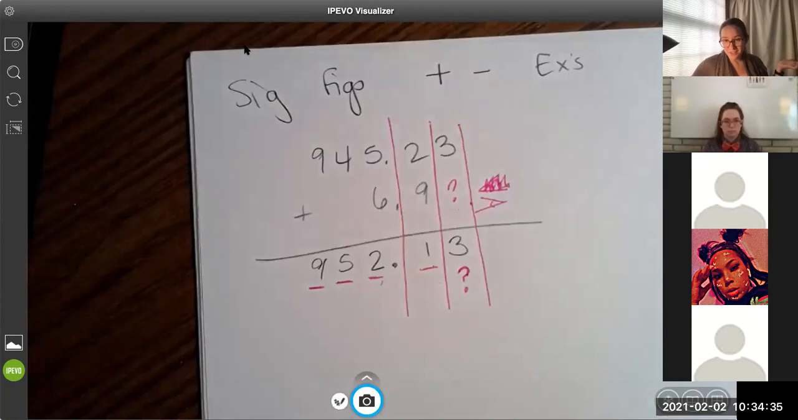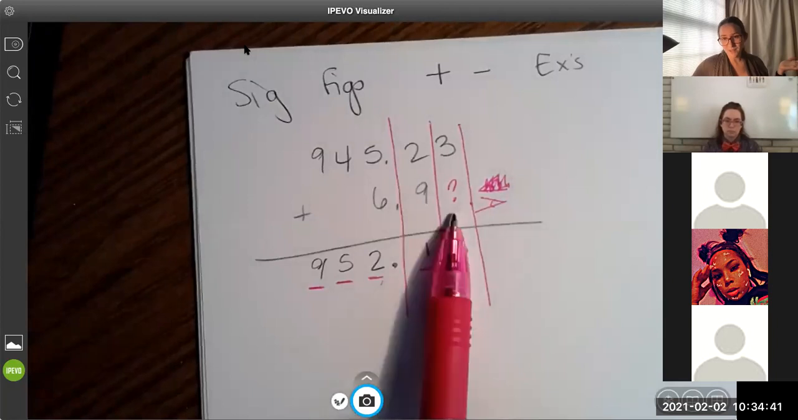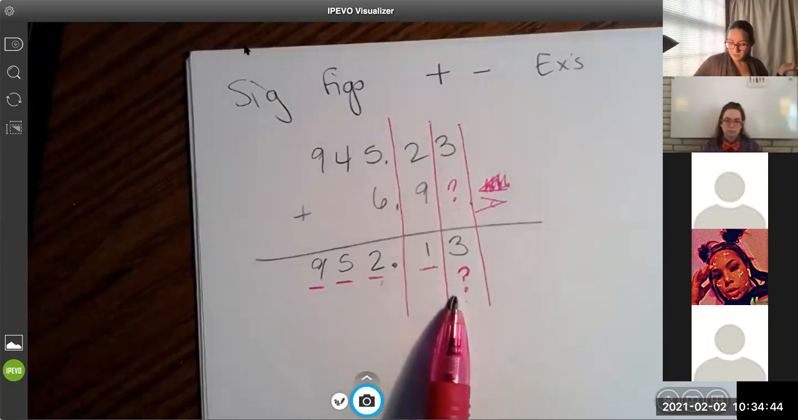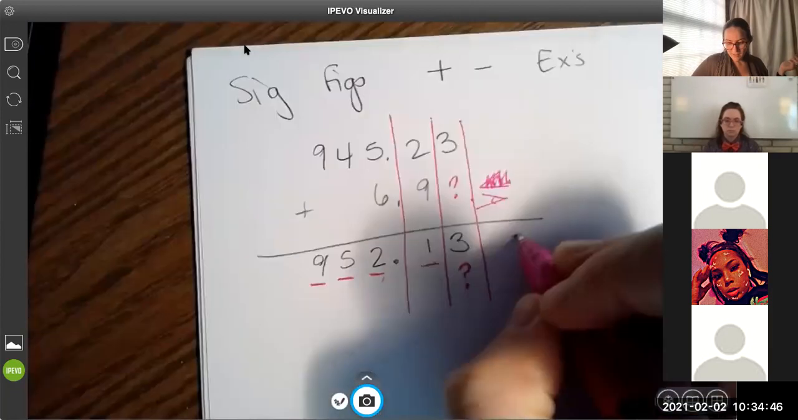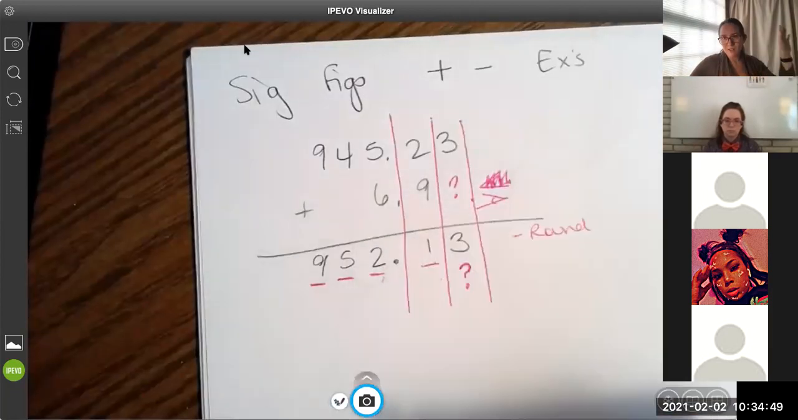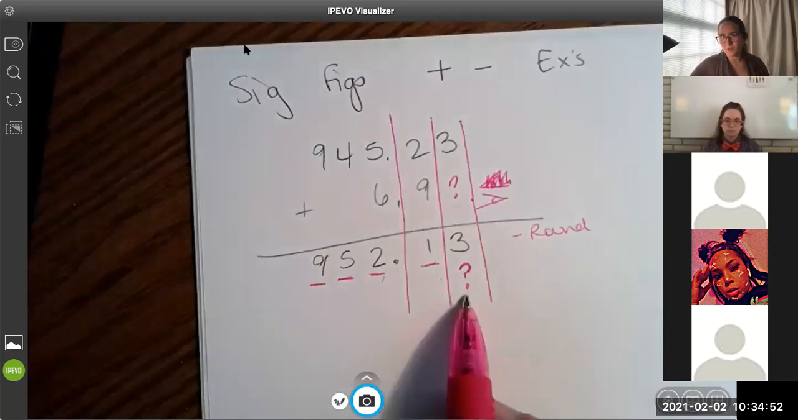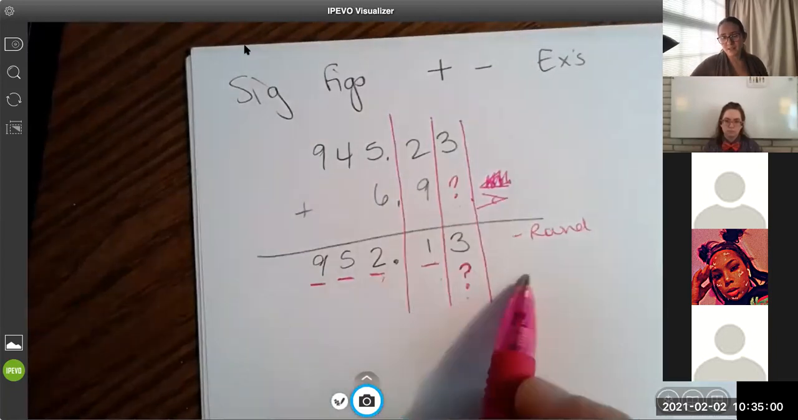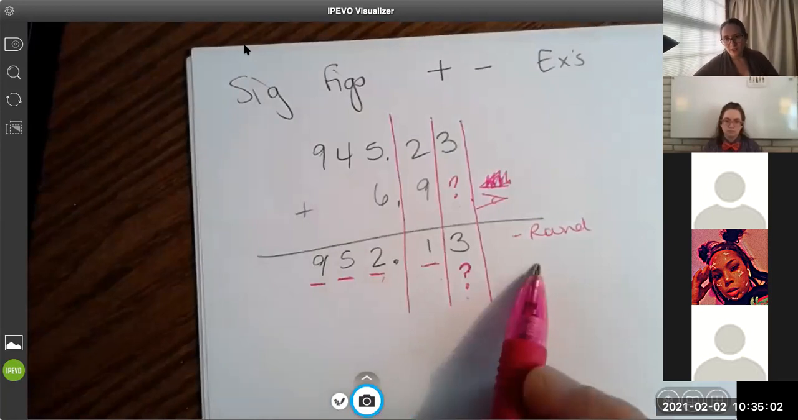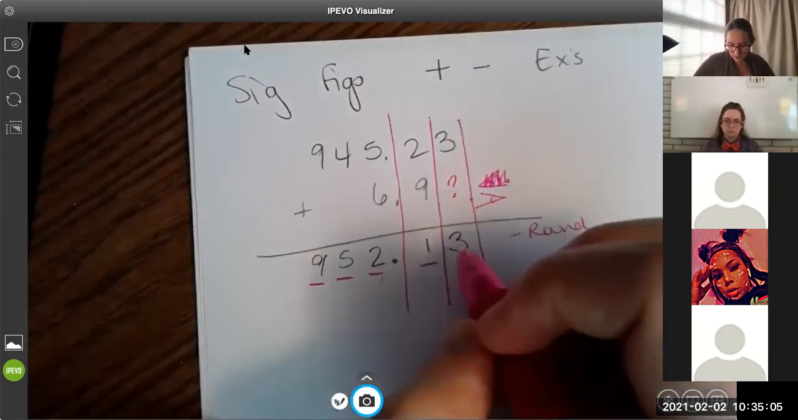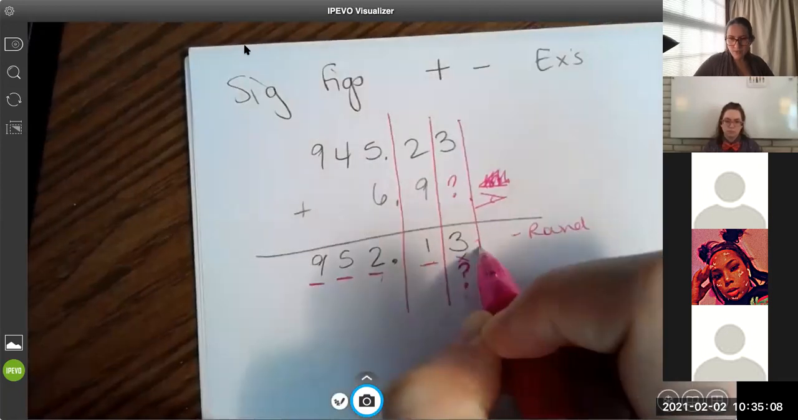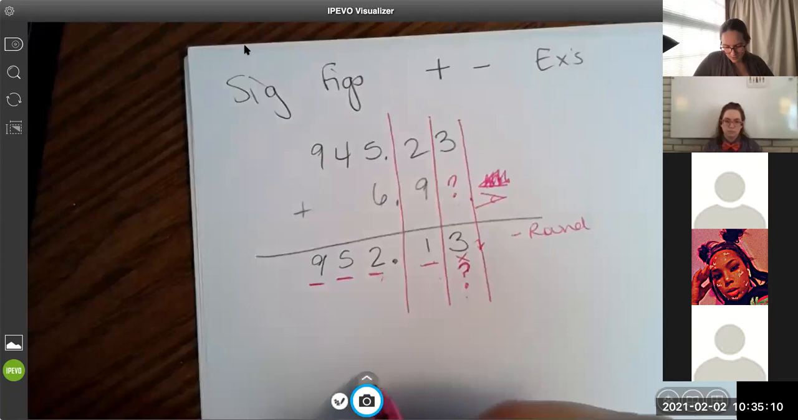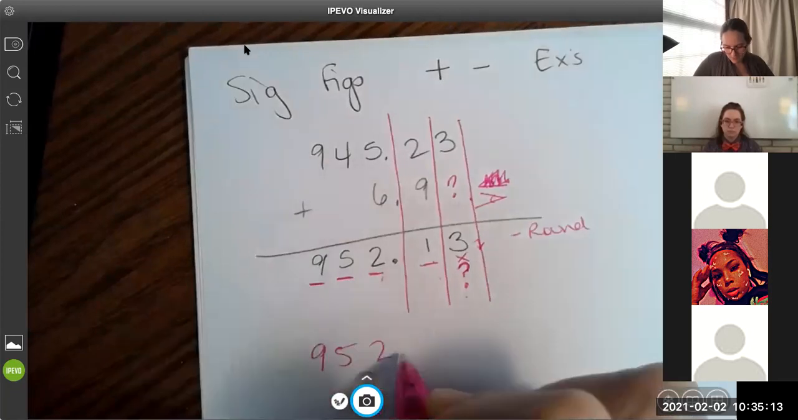So when we go to write our final answer, since this number is a question mark, we'll use it to round, and then it goes into this realm of the unknown, basically, because we couldn't see this place value up here. So we're going to round it away here. 3 will round down. And your final answer is that.